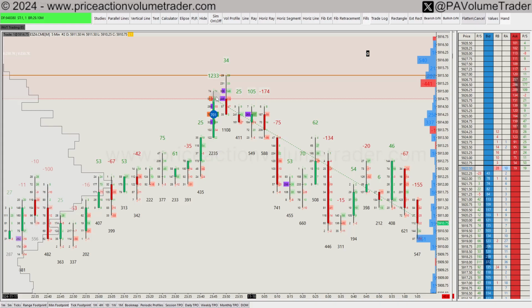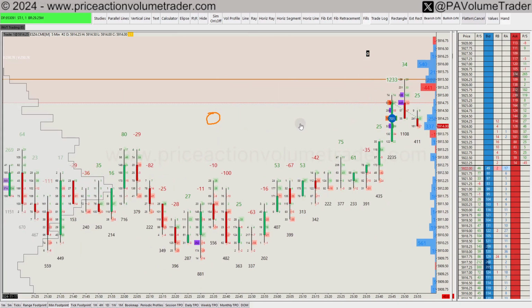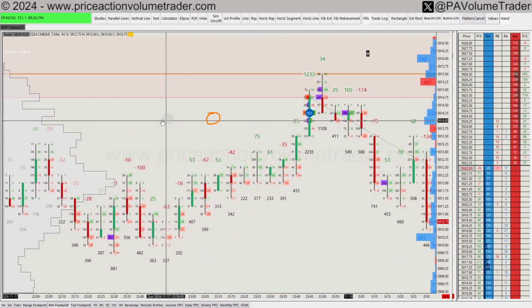For the entry, you can see the marker here. My entry was right over here. And immediately, what can we see? This 701 is a large trade indicator. So this was a very large order executed to buy 701 contracts going through there.